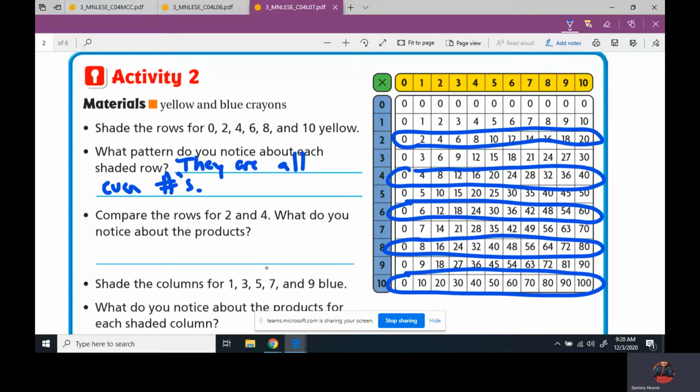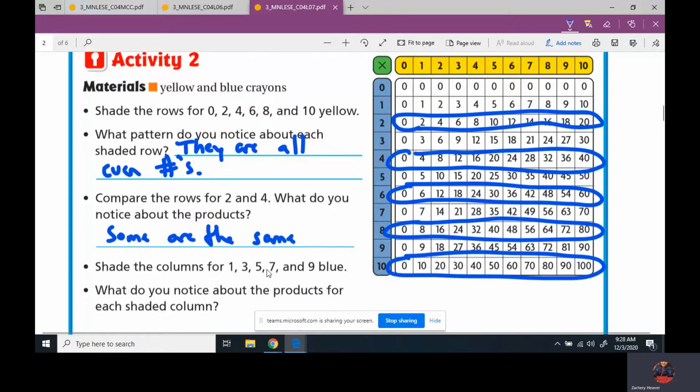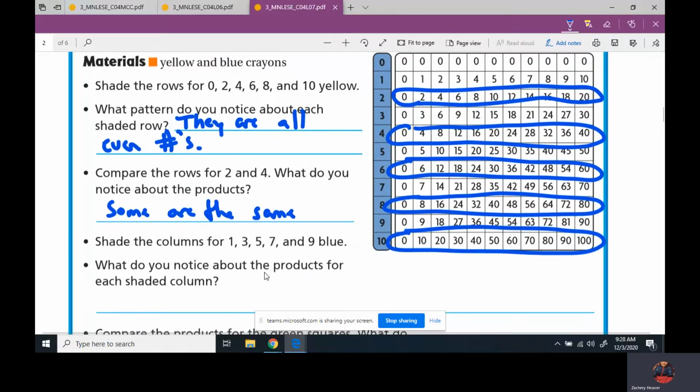Let's just compare 2 and 4. What do we notice about the products? Some of the products are the same, like 4 and 4, 8 and 8, 12 and 12, 16 and 16, 20 and 20. Some are the same because some products of 2 and 4 are the same. Now it says shade the columns for 1, 3, 5, 7, and 9 blue.